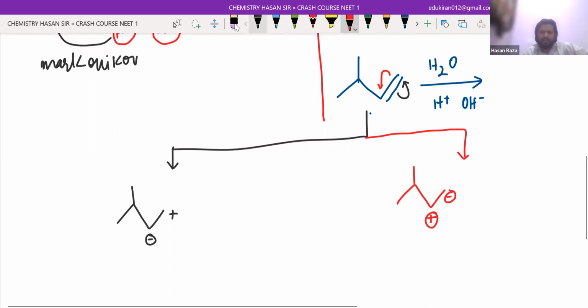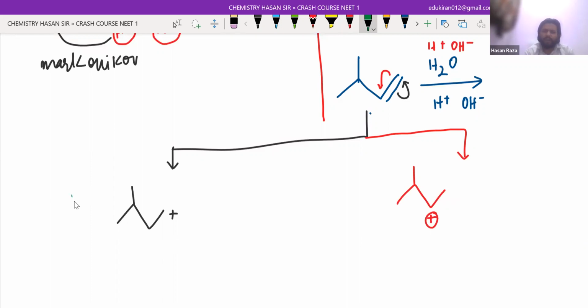Yes, sir. Basically, this negative charge, as you know, water has two parts, H plus and OH minus. So this negative charge will be satisfied by hydrogen, so there will be no negative charge. Hydrogen H plus will come and satisfy that negative charge. Now tell me which one you will choose, the left one, the black one, or the red one? Which one will you choose? The red one, because it is a 2-degree carbocation and this is a 1-degree carbocation, and it is more stable.